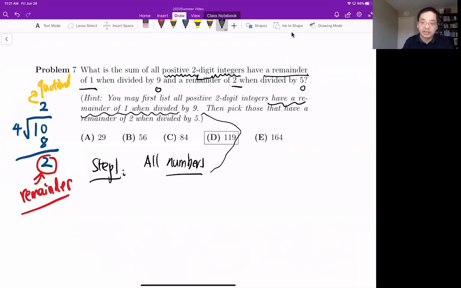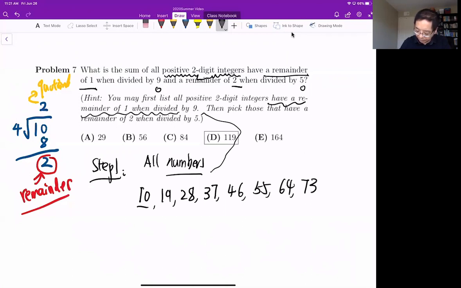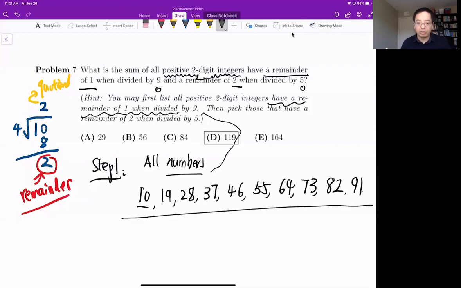So the first one is, because it's 2 digits, 10, right? So 10, 2 digits, when divided by 9, the remainder is 1, right? So the next one is just 19, you just keep adding 9s. So the next, let me write out, 28, 37, 46, 55, 64, 73, 82, right? And then 91, right? So these are all the 2-digit numbers that when divided by 9, the remainder is 1.